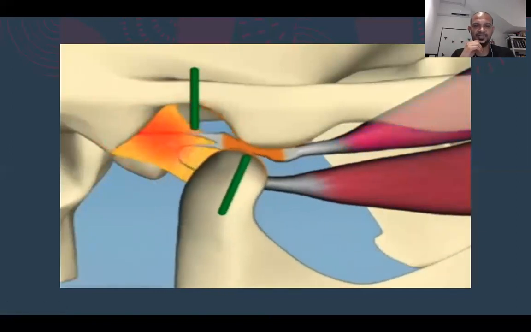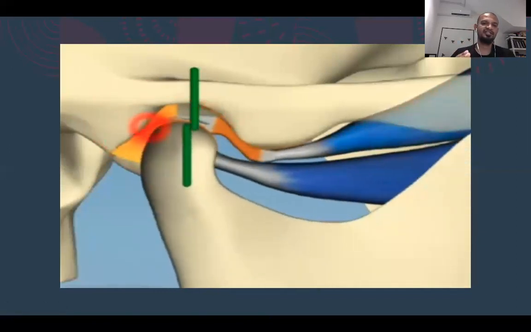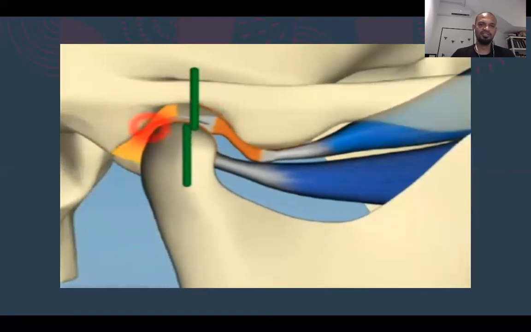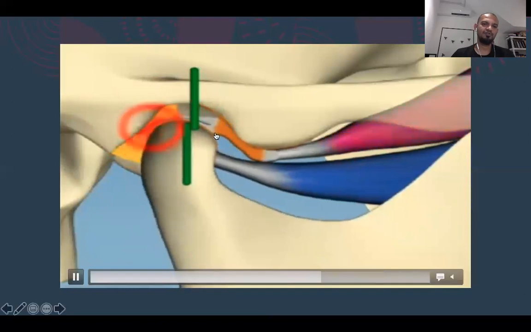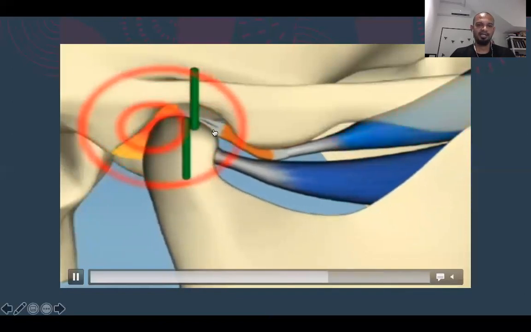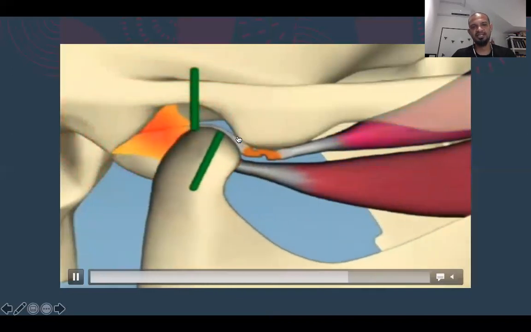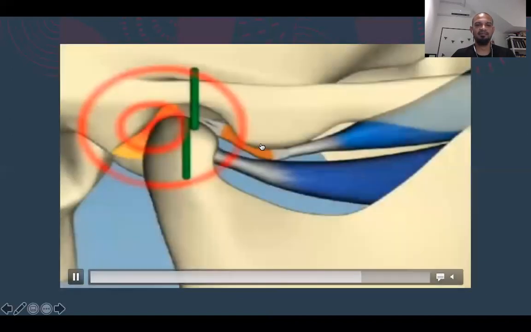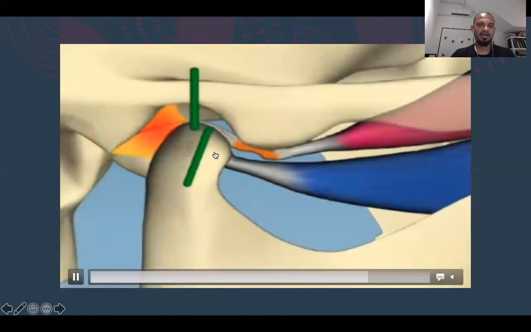Now, with further progression of the disease or the displacement, you can see that the disc is now interlocked between the condylar head and the articular eminence. So what happens is, during the tracking, the disc does not allow the mandible to translate forward. This is called disc displacement without reduction, or we can call it a closed lock.